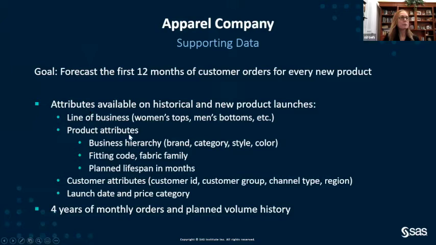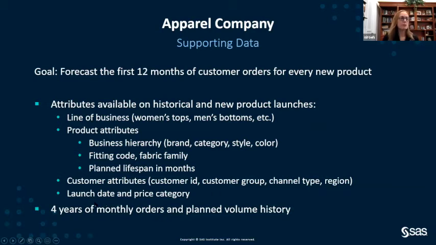Quickly, here are some of the attributes that we used in this analysis. There were not too many, which was a challenge in itself, but we had some product attributes: brand, category, style, color, stuff like that, the fitting code, the fabric, the planned lifespan. Not all products had the same lifespan for this customer. So within the 1 year horizon that we had to forecast, some products only lasted maybe 4 months, as an example. But we have that information ahead of time, so we could use that as an attribute as well. There were very limited attributes on the customer side. We only know who their customer was and the grouping of the customer that it pertains to, and the channel and the region.